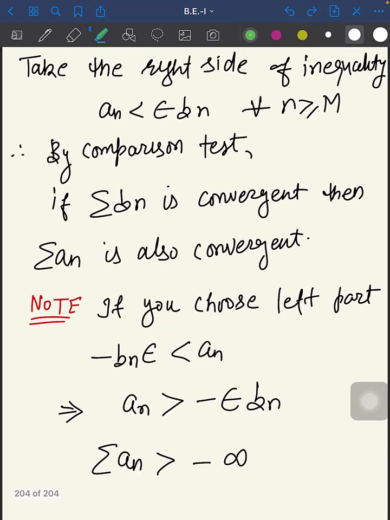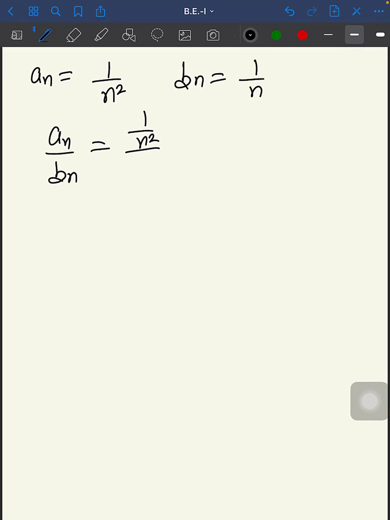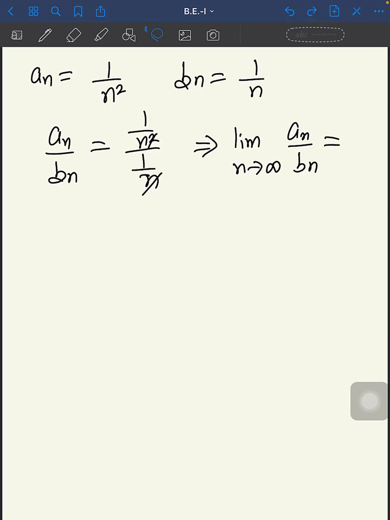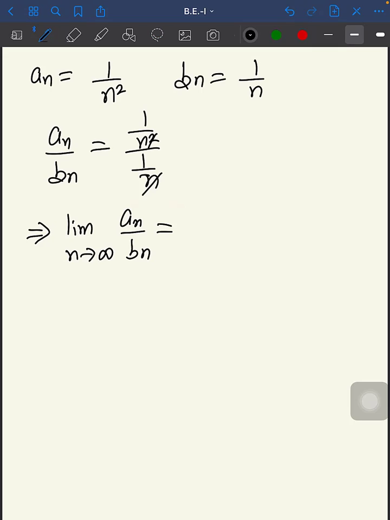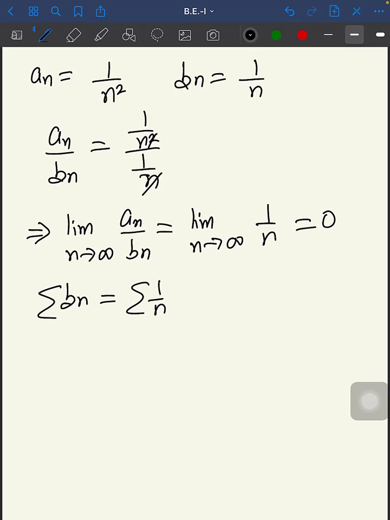So let us understand with the help of an example as well. Let's take an example, your an to be 1 by n square and your bn to be 1 by n. Now if you take an by bn, it becomes 1 by n square by 1 by n. So you take limit n tends to infinity of an upon bn, which will be limit n tends to infinity 1 by n, which is 0, right? So now it is 0. Now your summation bn is what? Summation 1 by n, which is divergent.